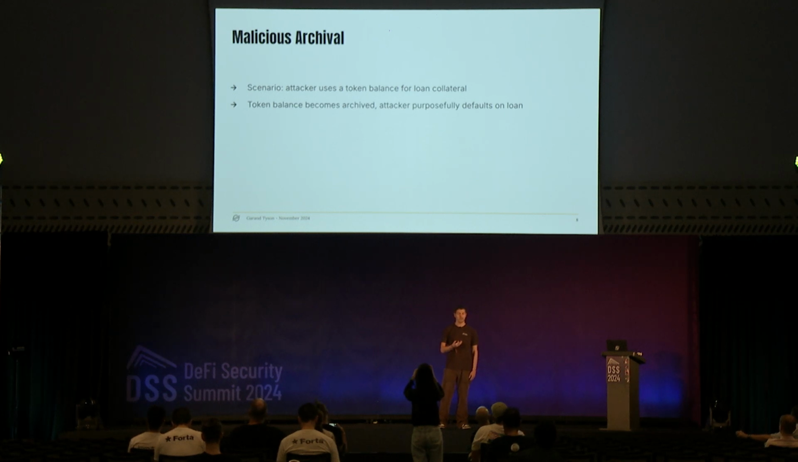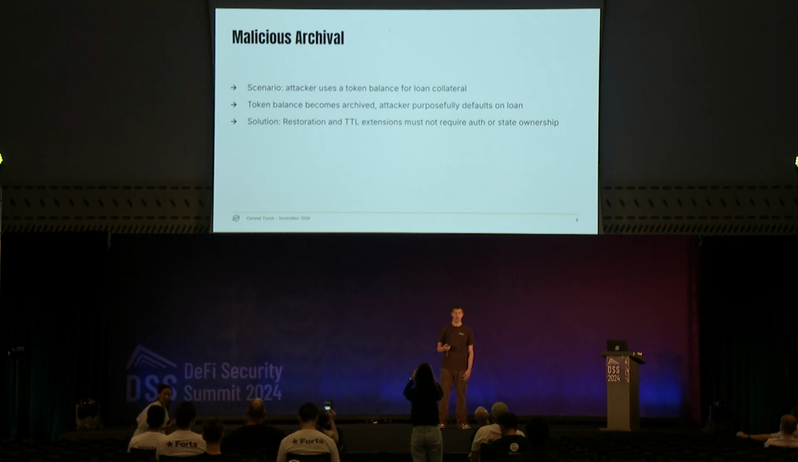Now, the loan provider actually cannot collect that collateralized material because it's in the archive, and they don't have the private key in order to restore that entry. And so to prevent this type of attack, what we're going to do is consider that all TTL extensions and restorations do not require private keys, state ownership, or any sort of authorization.